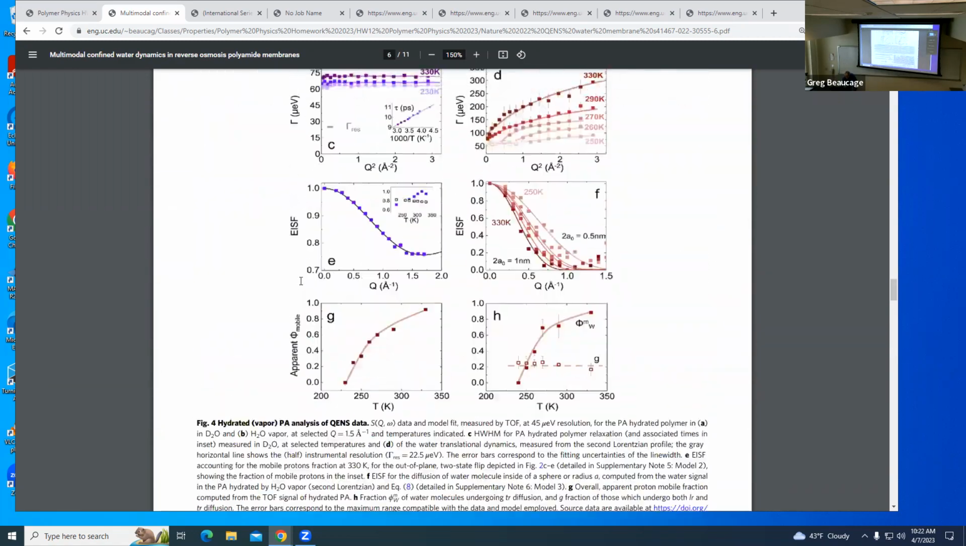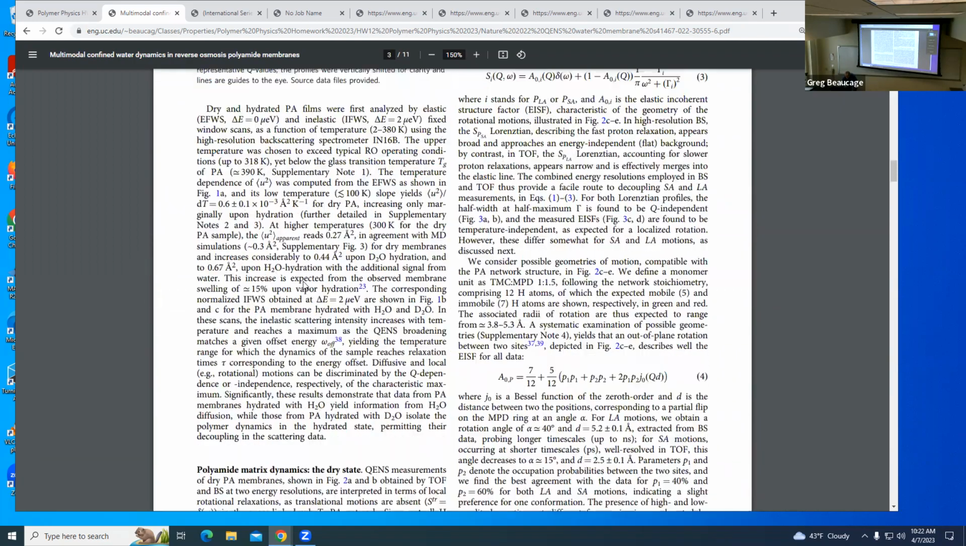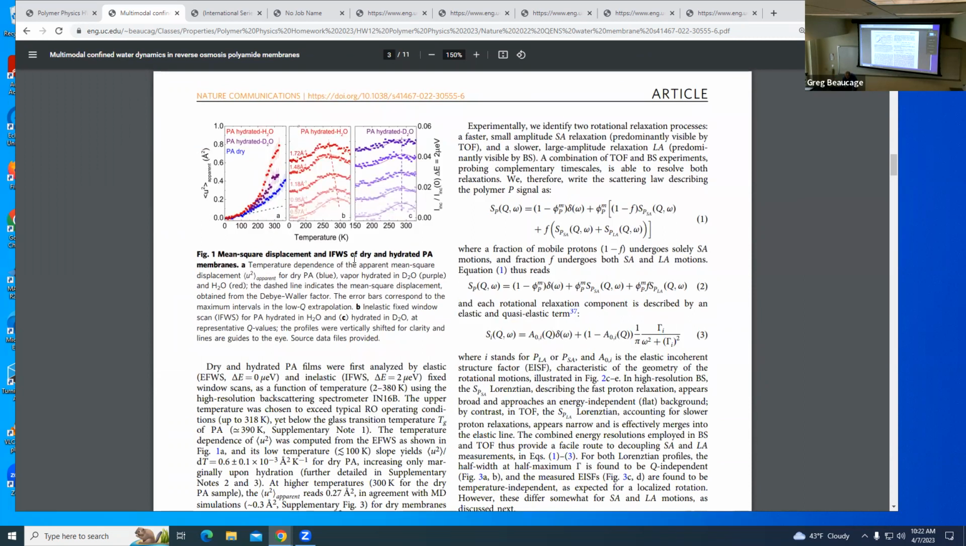So the first thing he shows is this thing that he calls an IFWS, which is the cheat sheet on this stuff. Yeah. It's an inelastic fixed window scan. So the fixed window scan is the idea. You look at one energy gap of the thing. So there's an elastic when the delta E is 0, and there's an inelastic when the delta E is some number, right?